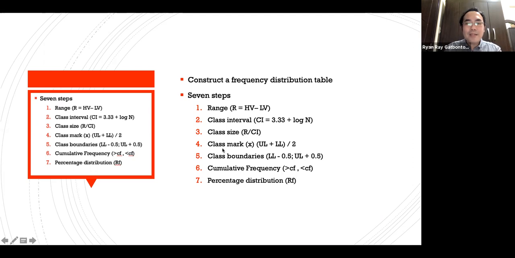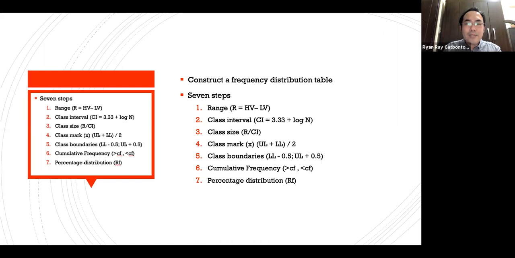While the class mark is another concept. When we say class mark, this refers to the middle point of your interval. To get the class mark, you just have to add the upper limit and the lower limit, and then divide it by 2. The class boundaries are determined using the formula of lower limit minus 0.5 and the upper limit plus 0.5.